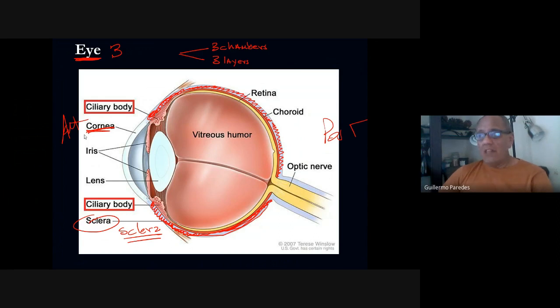So what is the difference between the sclera that is solid white, and the cornea? The cornea is going to be transparent. It's going to be basically clear, like a glass. So that is actually the cornea. The cornea is the most anterior portion of the eye. You okay with that?